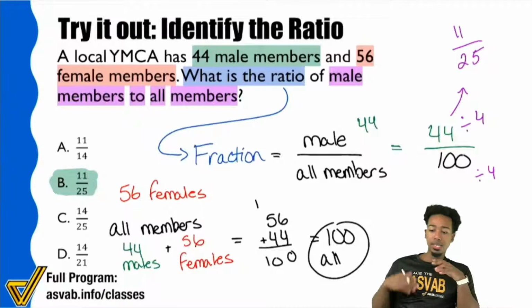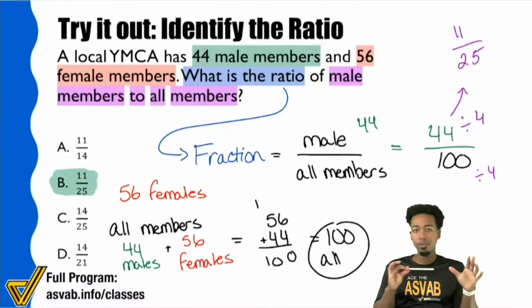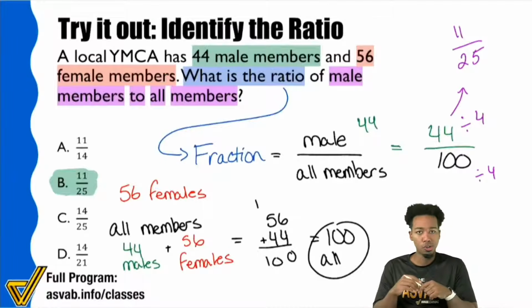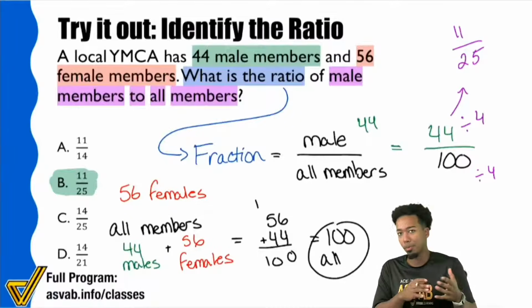So again, this is just one type of ratio proportion problem. And it's typically looking like this. Hey, just identify the ratio. Just identify it. Now, we're going to move into the next type of proportion problem.